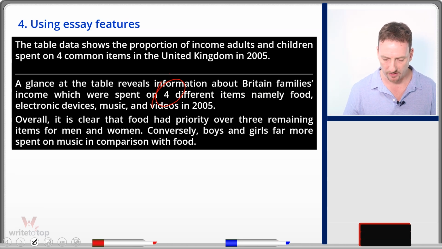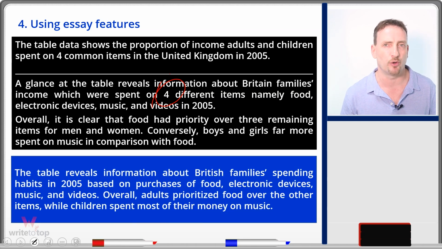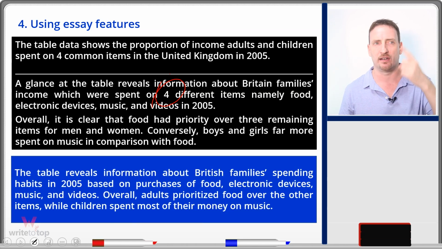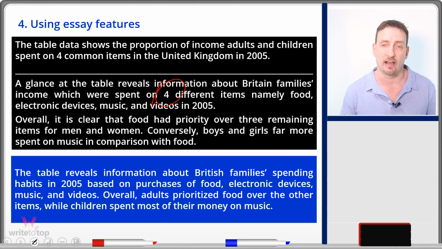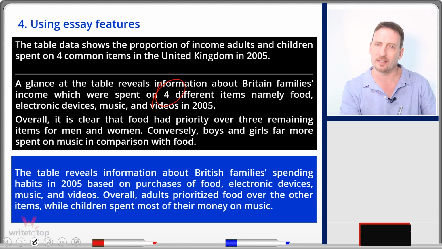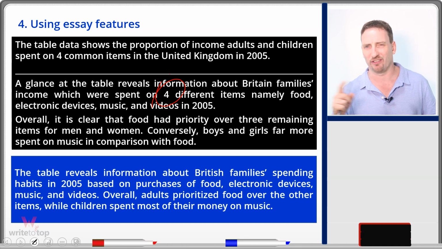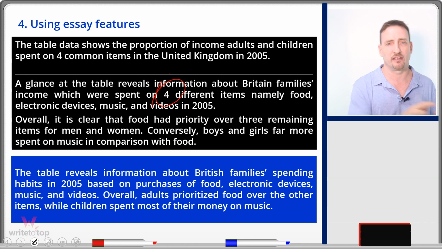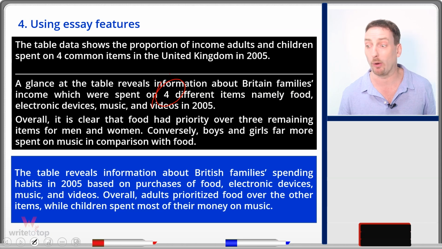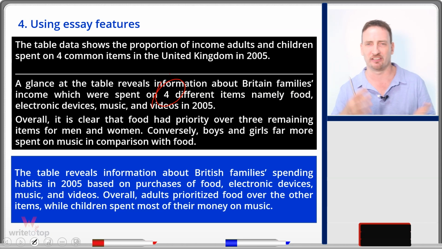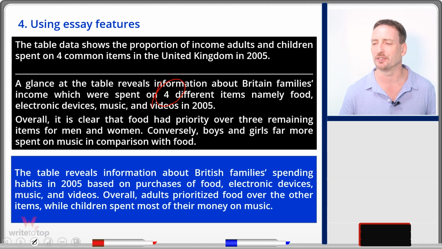Now, I rewrote this introduction and overview. Because I had a one-sentence introduction and a one-sentence overview, I just put it into one paragraph. I could do one sentence, one paragraph, one sentence, the next paragraph, or I can just combine them into one. "The table reveals," just get right into it, "information about British families' spending habits." So it doesn't actually show their incomes, it shows how they spent their incomes. And yes, children have income because they get money from their parents to spend on toys and candy and whatnot. And children are varying age, so some kids have jobs too.